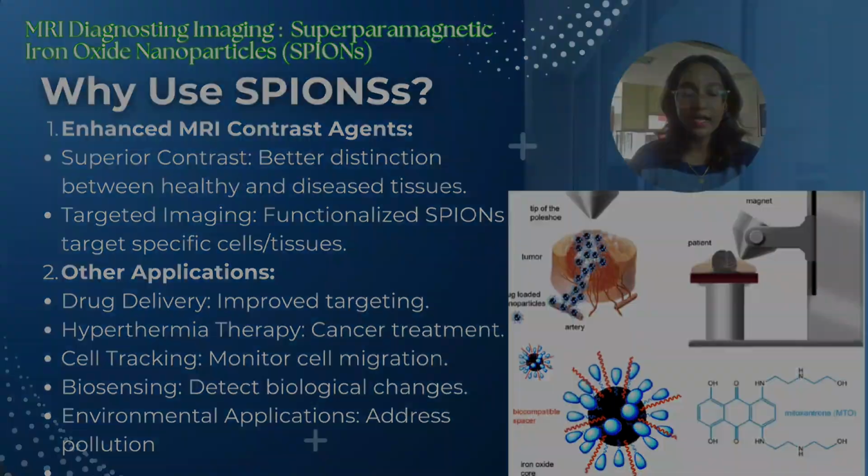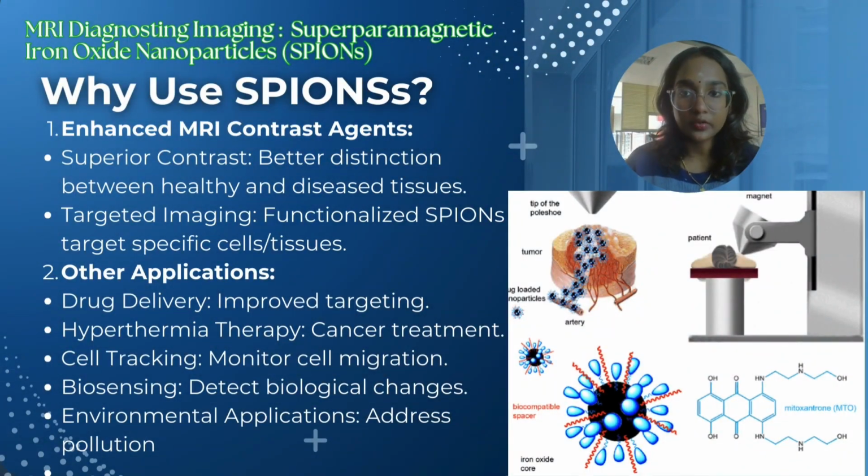So, why are SPIONs created? SPIONs are created to leverage their unique magnetic properties for a wide range of applications, particularly in enhancing MRI, improving drug delivery, enabling hyperthermia therapy, facilitating cell tracking, advancing biosensing technology, and addressing environmental challenges. Their development represents a significant advancement in nanotechnology and its application to solve complex problems in various fields.